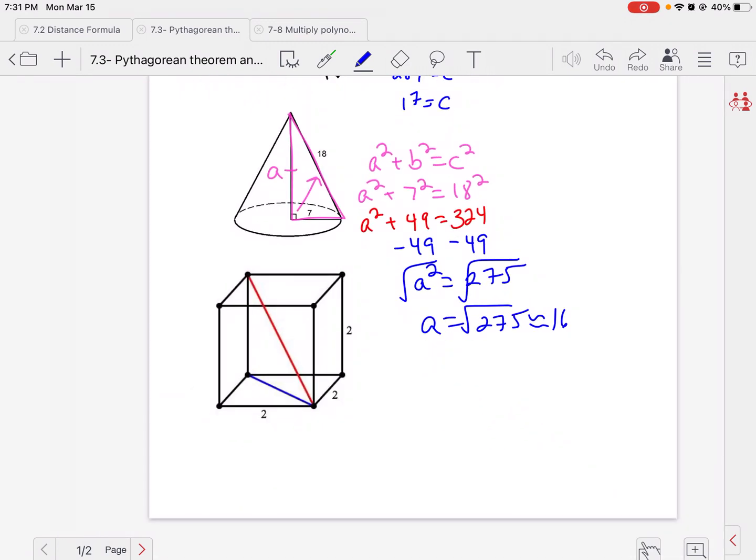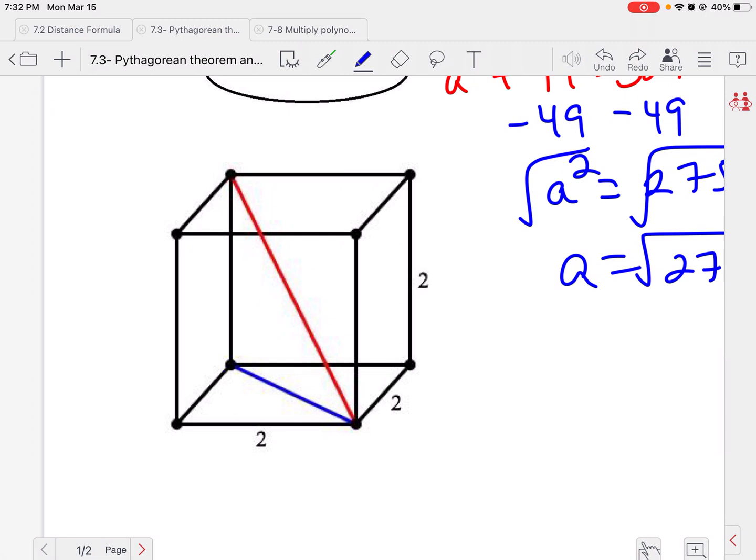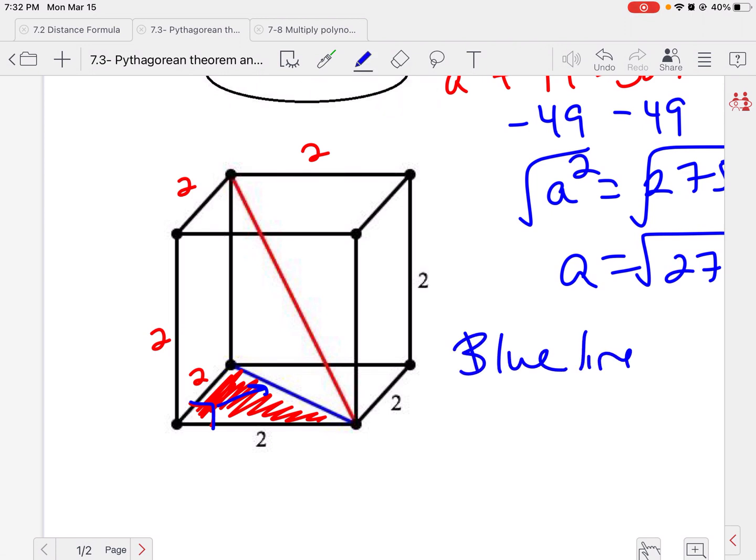All right, let's look at a cube here. In this cube, we actually have these two triangles. We know in the cube, all the side lengths are 2. But we don't know what this red line is, and we don't know what this blue line is. Our goal is to figure out what both are. I can see my triangle here with the blue line. This angle is the right angle, because that's what we know about cubes. So we can solve for the length of the blue line.